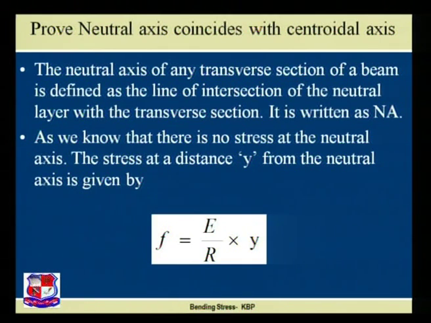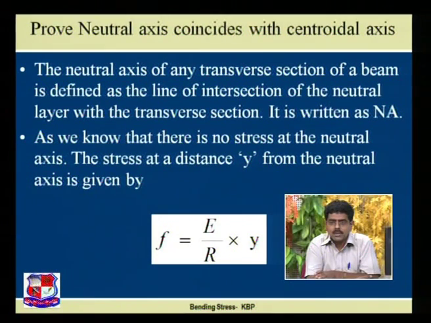So let us go ahead and prove that neutral axis coincides with centroidal axis. So we achieve an equation that is a pure bending equation. That equation is M over I is equal to F over Y is equal to E over R. Before we proceed, let us understand each and every term.